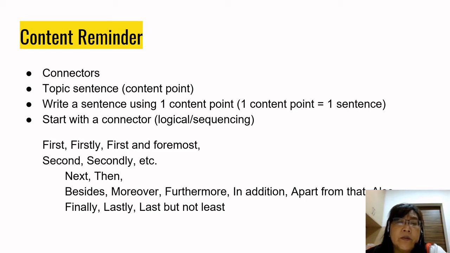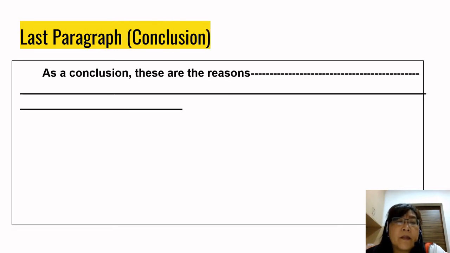Write a sentence using one content point, and then you can start with a connector or logical sequencing. Example, first, firstly, first and foremost, second, secondly, and others. Then you can continue with next, then, besides, moreover, furthermore, in addition, apart from that, and there are others. And then the last, in conclusion, you can write finally, lastly, last but not least. In the last paragraph, for example, as a conclusion, these are the reasons.